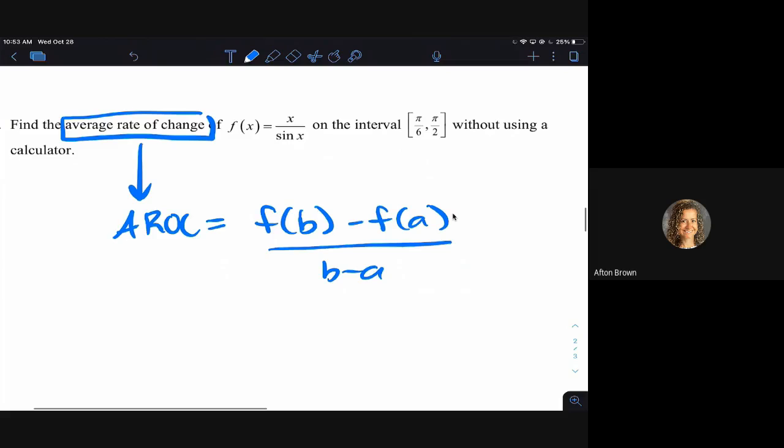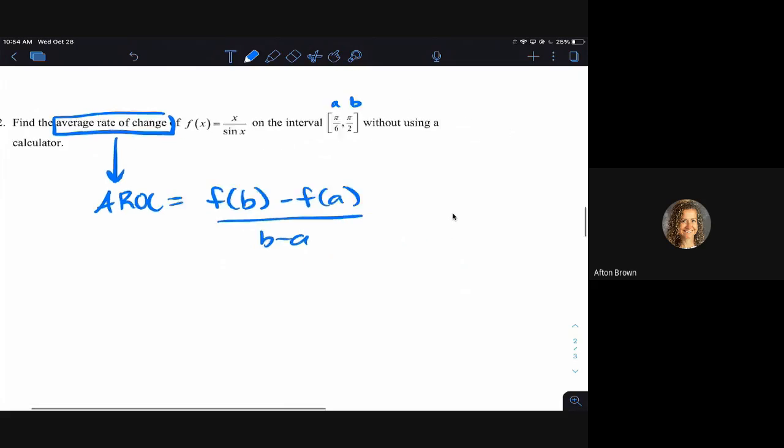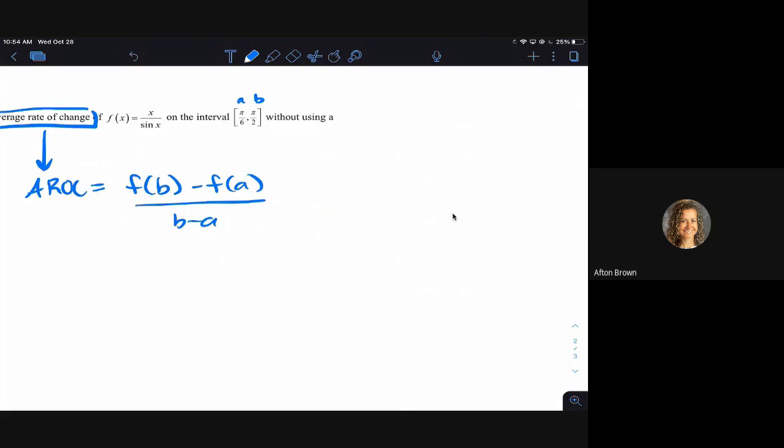We are taking our normal process. Here's A and here's B. So first I need to find F at B. F at B is just saying take pi halves, plug it in for X. I'm going to write it out, but it's going to look terribly ugly. So I'm going to have F at B is pi halves divided by sine at pi halves. I'll come back and reduce in a minute.